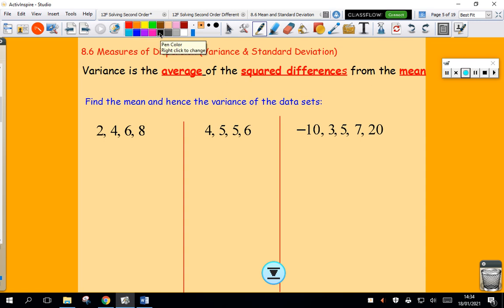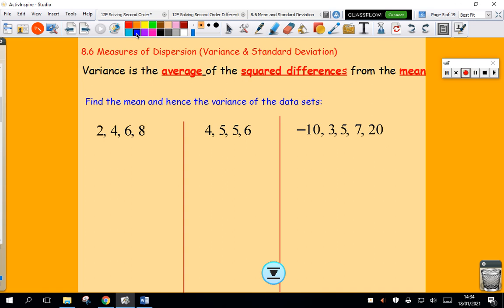And the variance is just the average of the square differences from the mean. That's the idea. So we find out the mean first of all. We'll find out how far each data point is away from the mean. We'll square that difference, that distance from the mean, and then we take the average of all those distances. So I want to find the mean and hence the variance of each of these data sets.